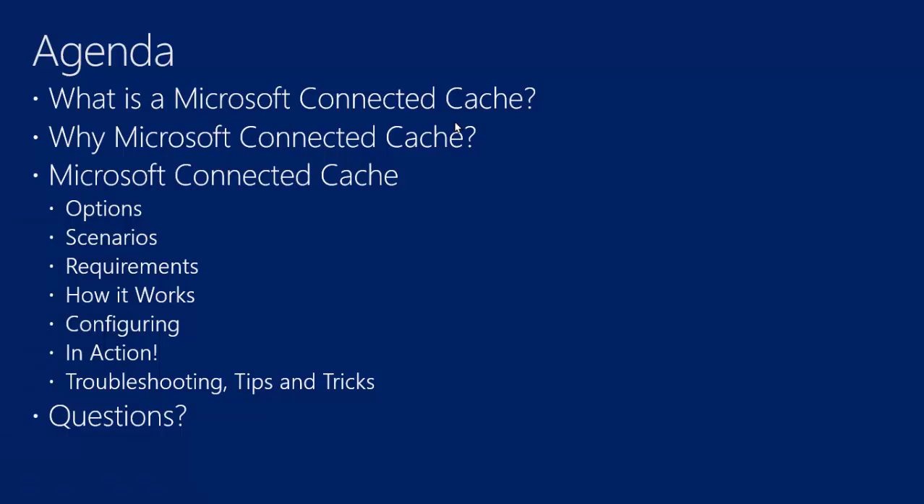So here's the agenda for the session, very similar to what we do in all of the sessions like this. What is a Microsoft Connected Cache? Why Microsoft Connected Cache? And then we'll go through the options and scenarios. We'll really focus the session on configuring and seeing in action how it works with config manager, a Microsoft Connected Cache that's built as part of the config manager infrastructure.